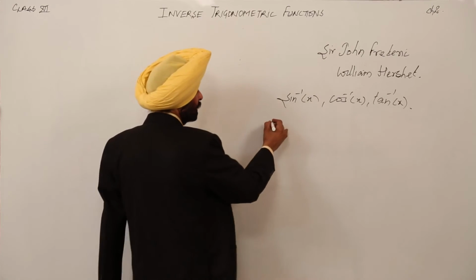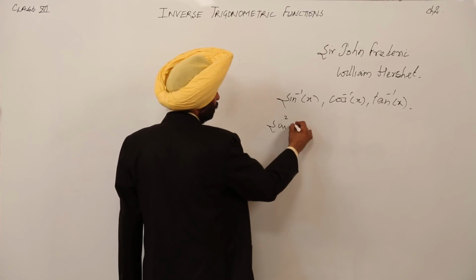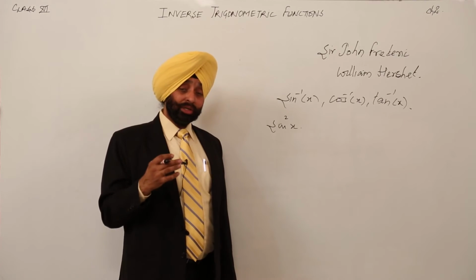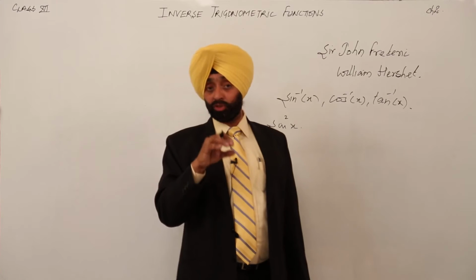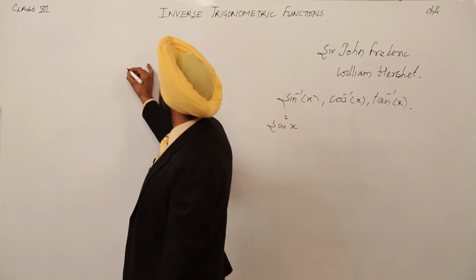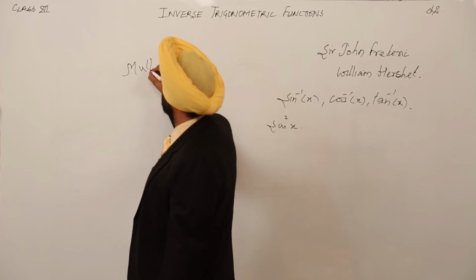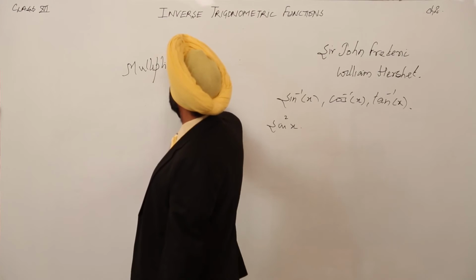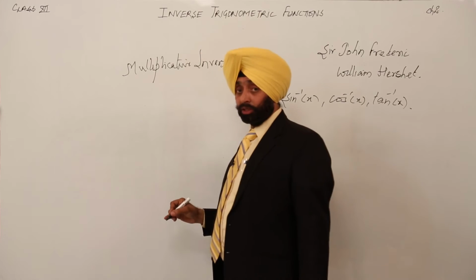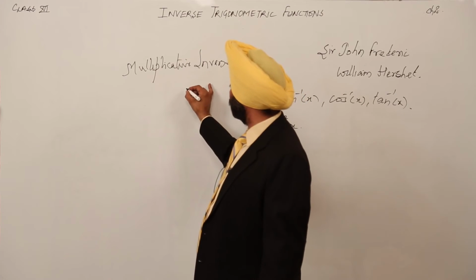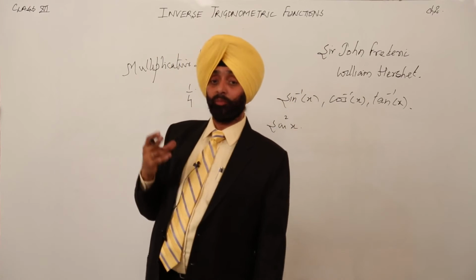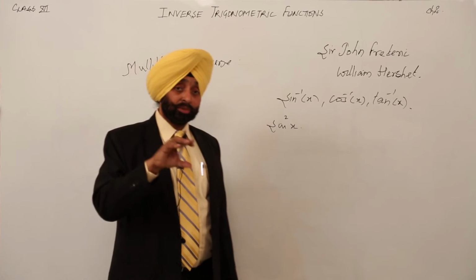Suppose, for example, we are writing sine square x. Now what to do for sine square x? Algebraically and in composition, there was a lot of difference. If we are writing the multiplicative inverse, you have already done that. What is the multiplicative inverse of 4? You will write 1 by 4, that is, the reciprocal. That was the multiplicative inverse. And something similar with composition of functions.